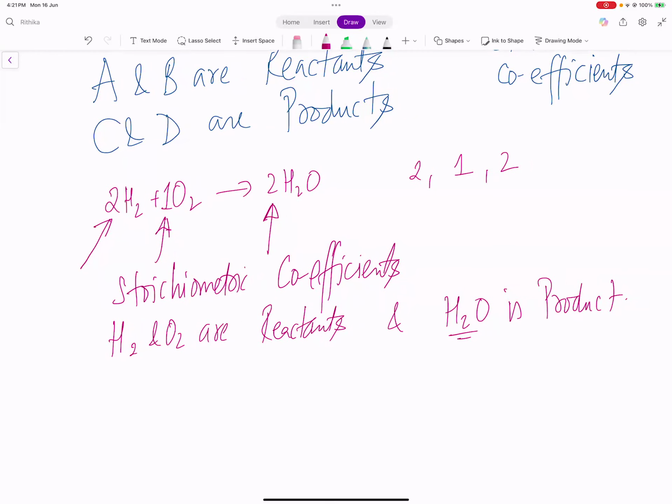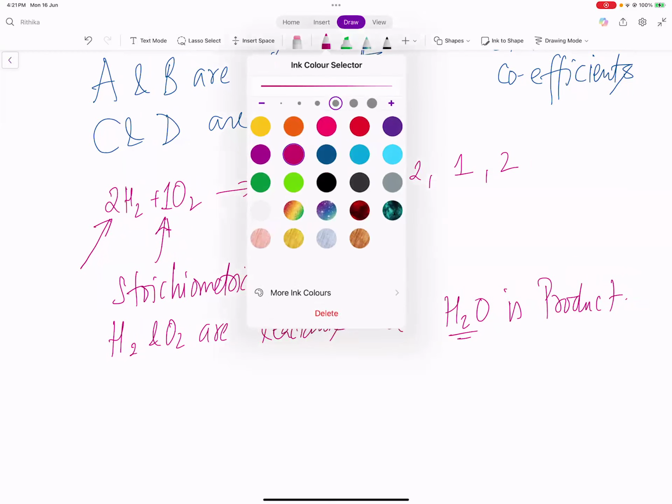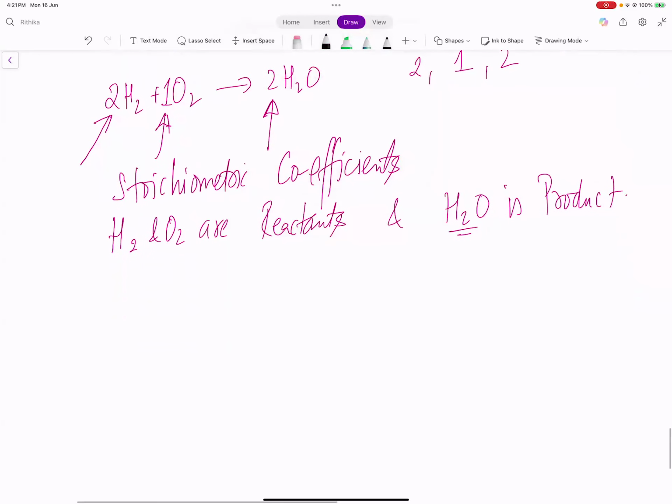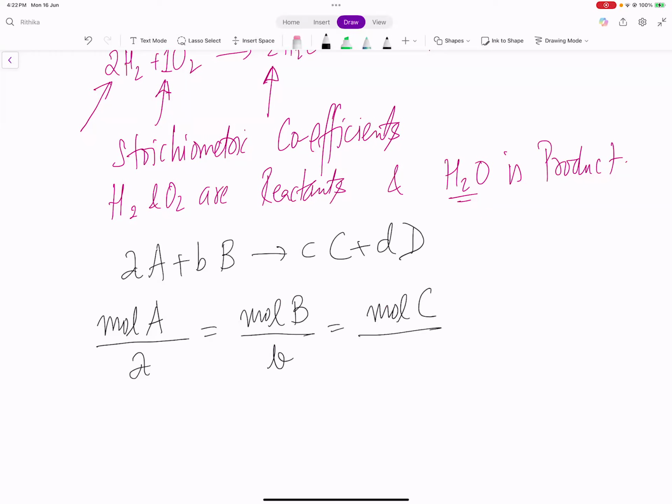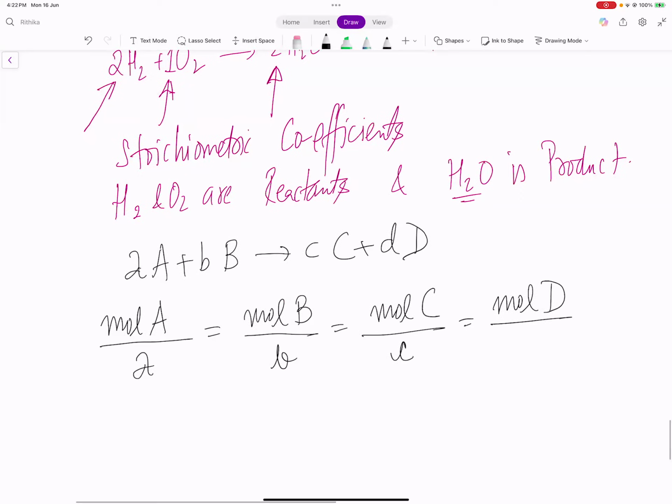Okay. So now we will come back to the same thing. I've just given you one example. If we have a balanced chemical equation aA + bB going to cC + dD, I'm just generalizing this first. Then this will always be true: mole of reactant A divided by its stoichiometric coefficient will be equal to mole of reactant B divided by its stoichiometric coefficient. This will be equal to mole of C divided by its stoichiometric coefficient. This will always be equal to mole of D divided by its stoichiometric coefficient.